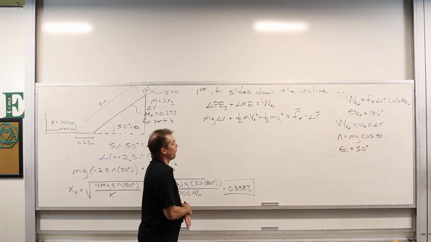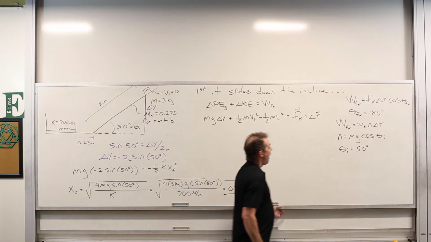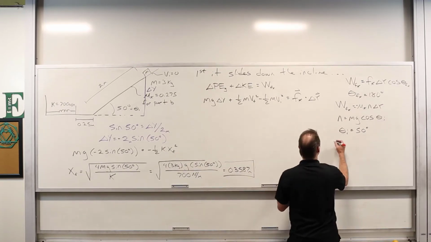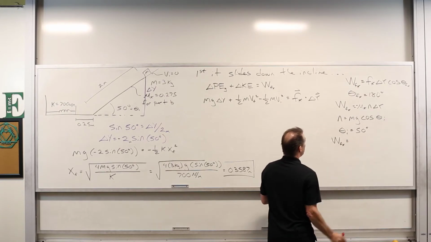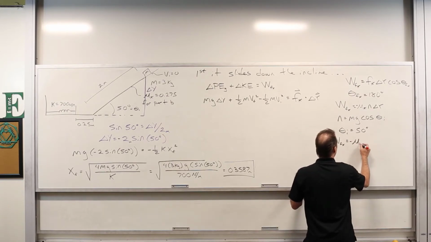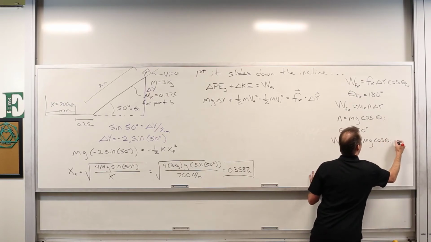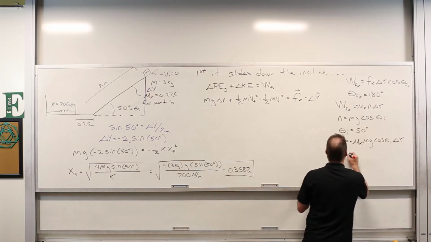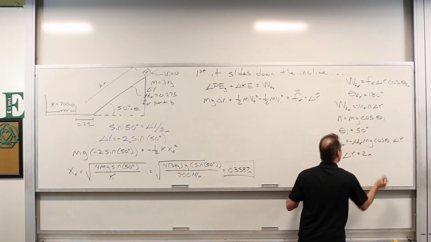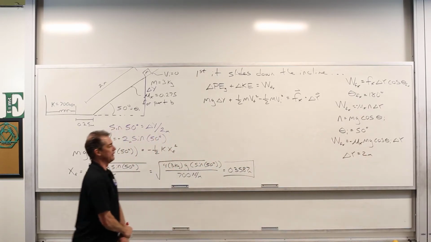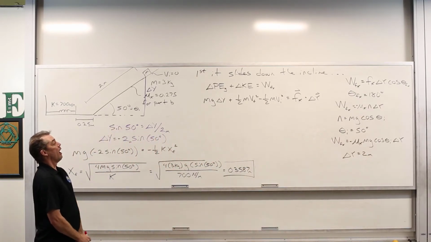So in the end, the work done by kinetic friction as it slides down the incline is going to be equal to negative mu k mg cosine theta sub I times delta r. Again, delta r is just the 2 meter distance that it slides down the incline. All right.